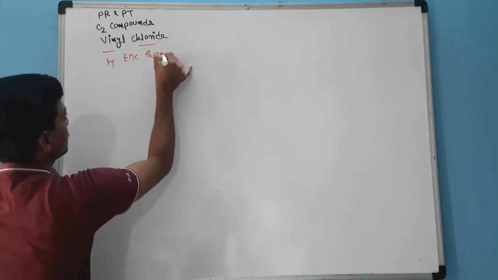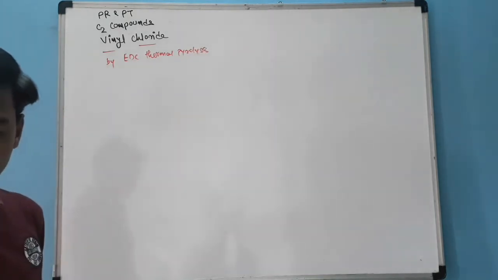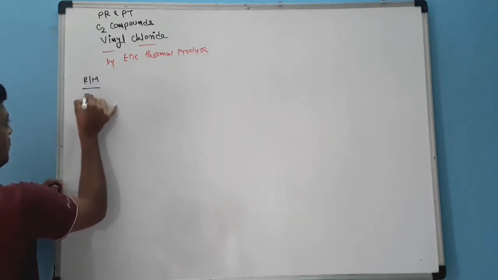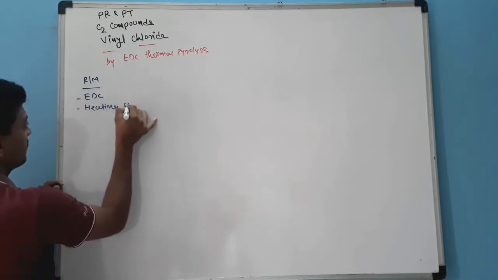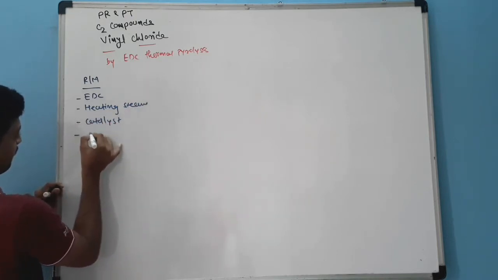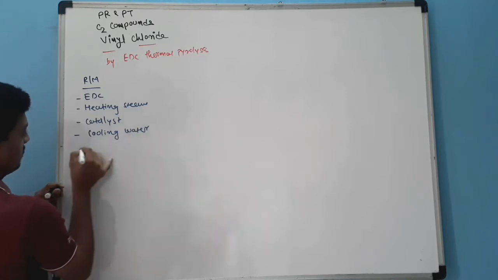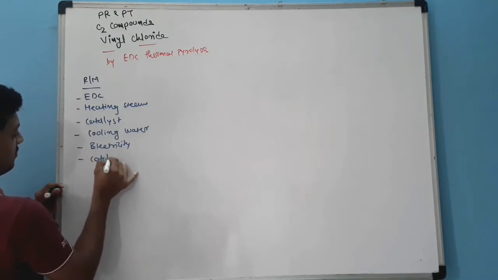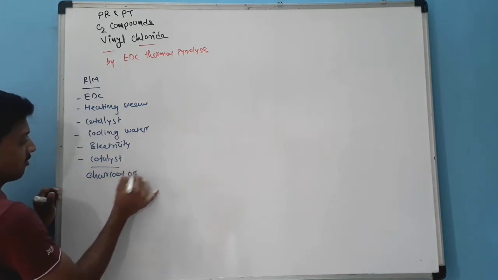So the basic raw materials for vinyl chloride by EDC thermal pyrolysis are ethylene dichloride, heating steam, catalyst, cooling water, electricity, and lastly the catalyst, that is charcoal or humus.